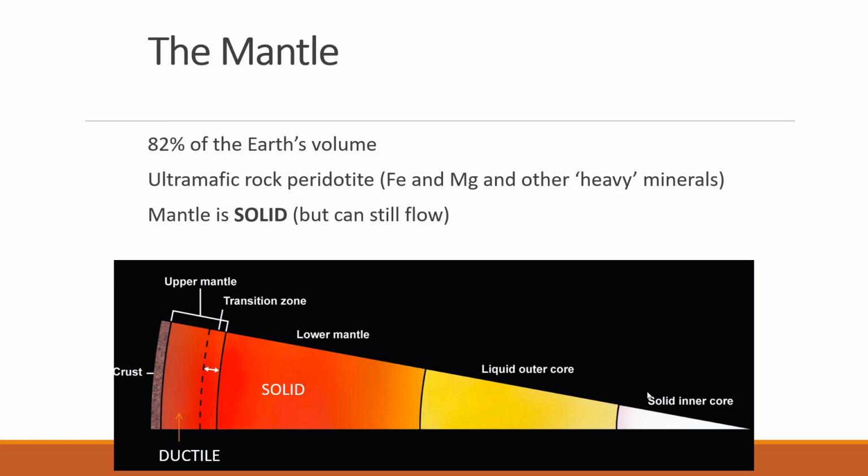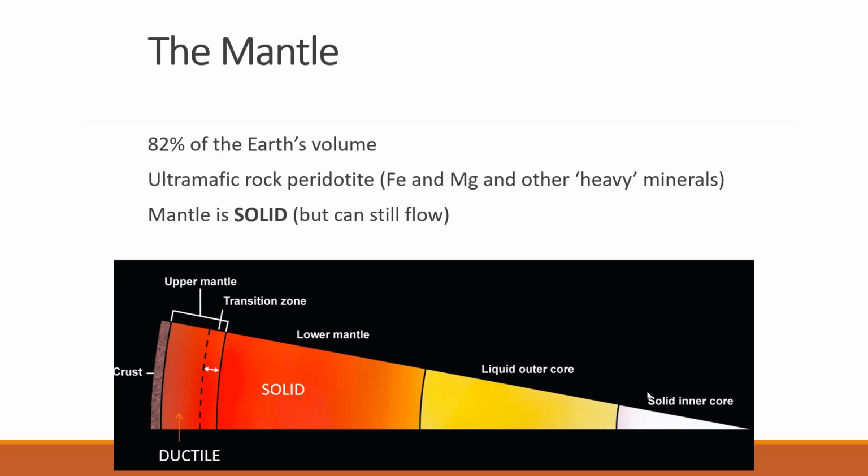The rock type is called peridotite. It's an ultramafic rock. We will talk about rocks next week, I believe. So this means it has a lot of iron and magnesium, and other heavy minerals. This is the stuff that is quite dense. So basically our density gets less as we move out from the interior of the earth. The mantle is really dense. It's not as dense as solid iron and nickel, but it's still quite dense.